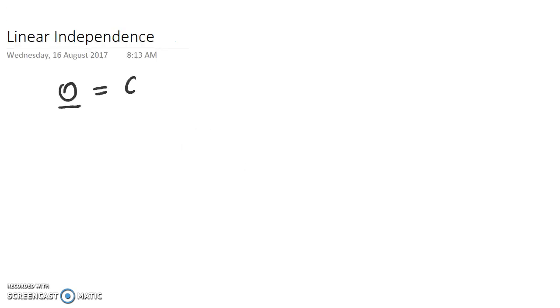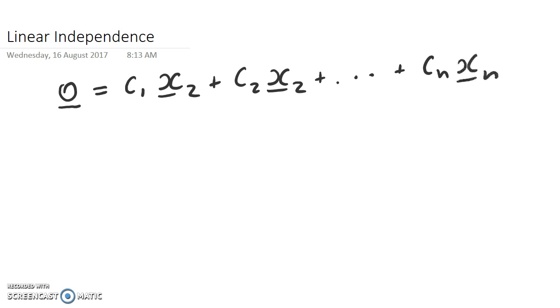In this video, we'll talk about linear independence. Remember, we have linear independence amongst a set of vectors if the only way that we can make the zero vector using a linear combination of all the vectors in the set that we're talking about, right up to vector xn, is if every single one of these c constants, or c scalars, is zero.